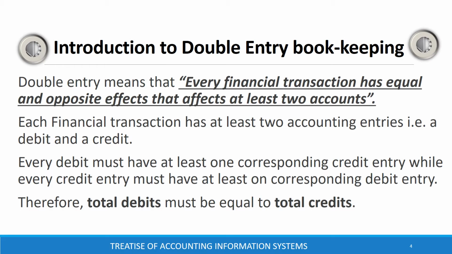Double entry means that every financial transaction has equal and opposite effects that affect at least two accounts. Every financial transaction has at least two accounting entries, that is, a debit and a credit. Every debit must have at least one corresponding credit entry, while every credit entry must have at least one corresponding debit entry. Therefore, total debits must be equal to total credits.